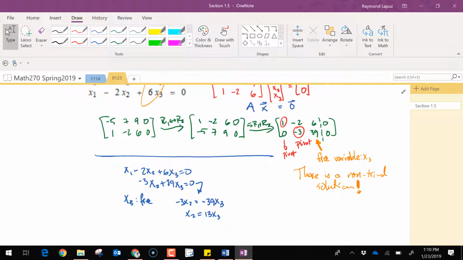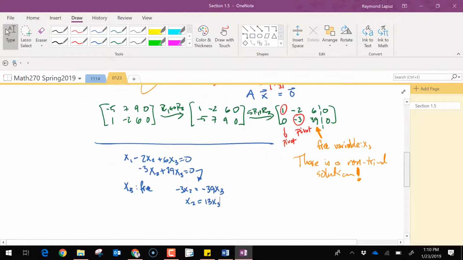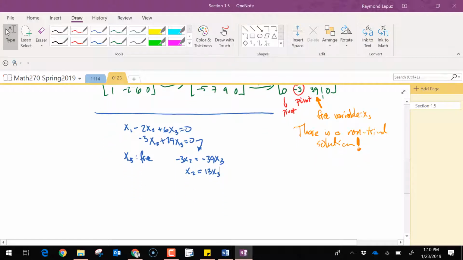All right. So generally we don't want to just leave our equation looking like this. So let's see if we can clean this up. Oh, we're not even done yet. We've got x3 is free, x2 is equal to that, and then we still have to solve for x1. So x1 is equal to positive 2 x2 minus 6 x3.